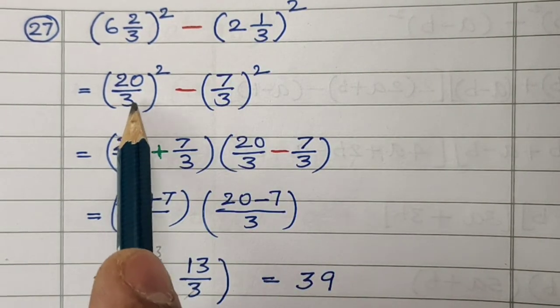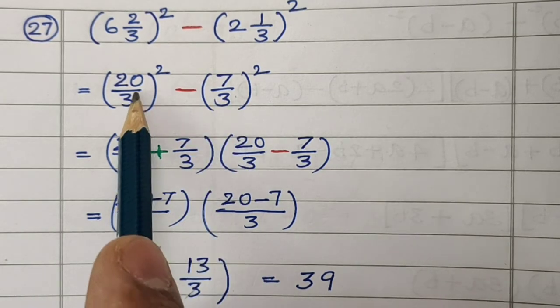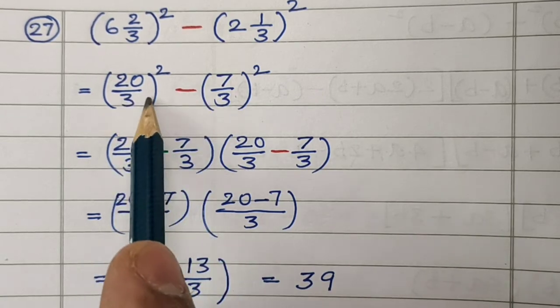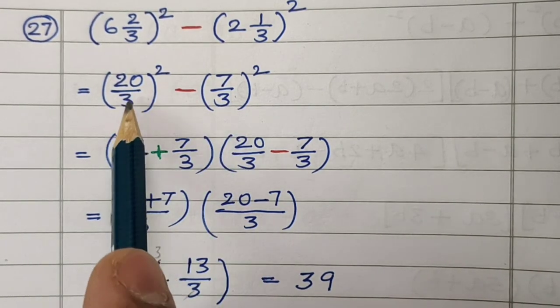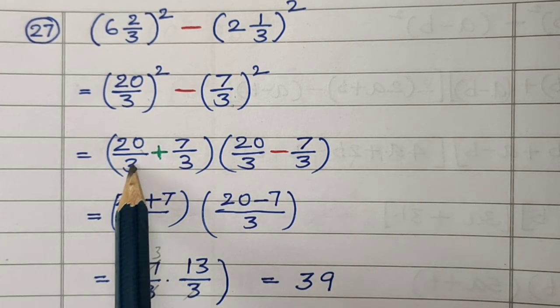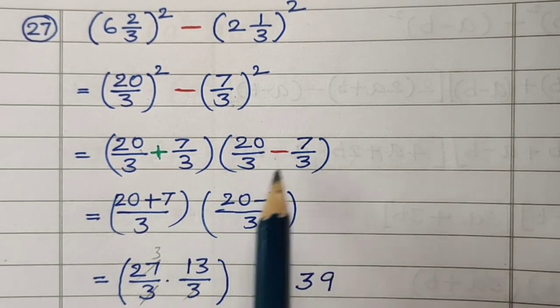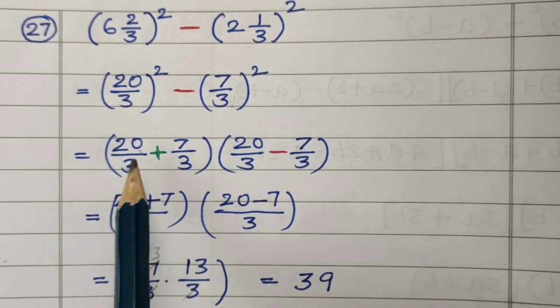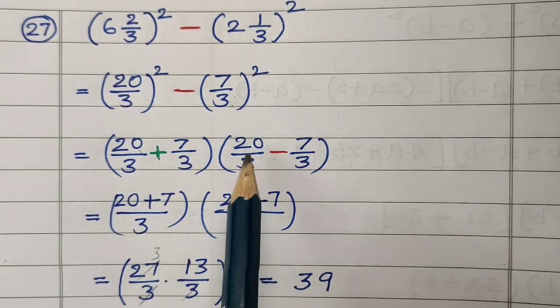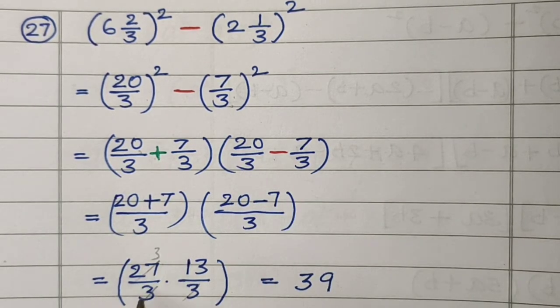This is in the form of a² − b². Do not try to expand this by multiplying 20 into 20, 3 into 3. Just use the formula (a + b)(a − b). (20/3 + 7/3)(20/3 − 7/3). When you take 3 as LCM, you will get 20 plus 7, and here 3 as LCM, 20 minus 7. 27 by 3 into 13 by 3. 3 nines are 27, so 9. 13 into 3 is 39.